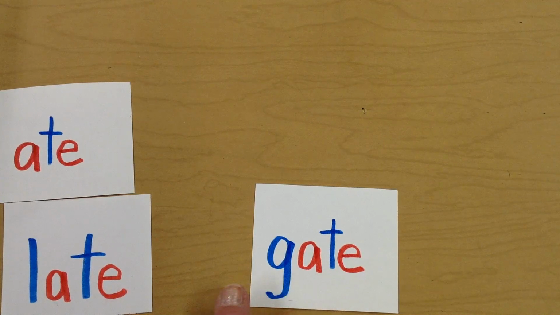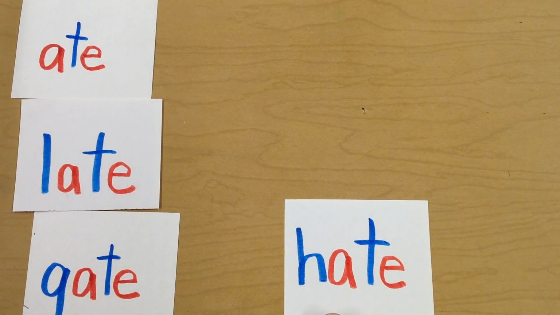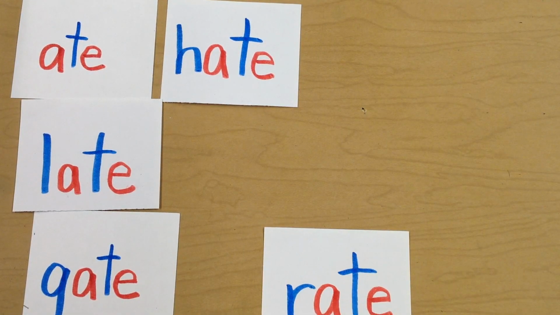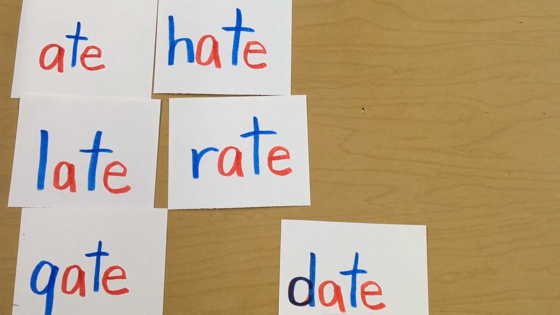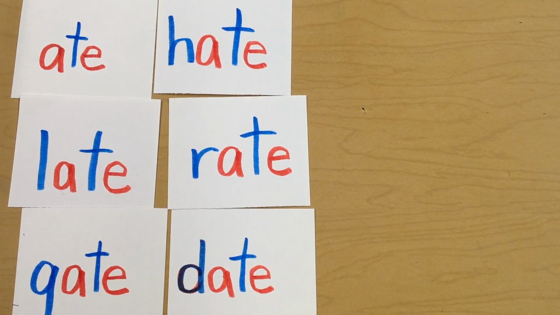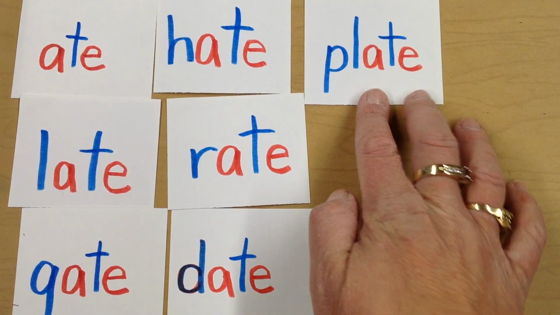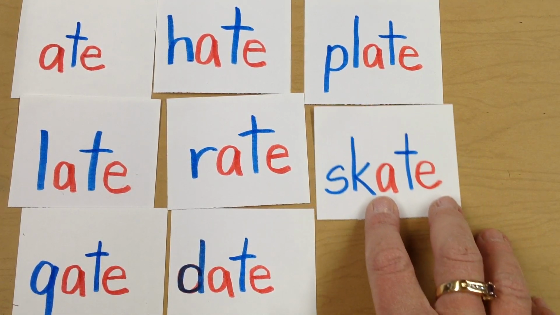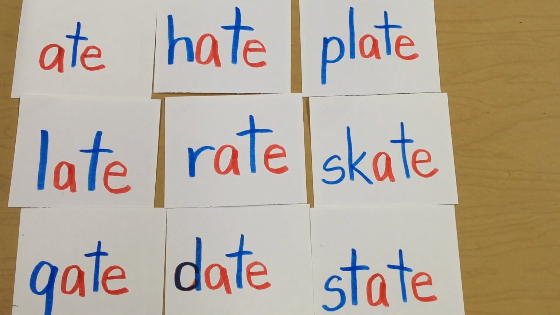Ate. Ate. And how about this word? Late. Late. G, ate, gate. And H, ate, hate. D, ate, date. And now we have the ones with the blends. Plate. Sk, ate, skate. And st, ate, state.